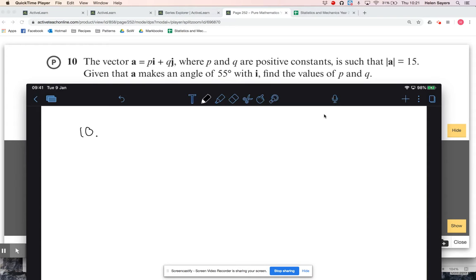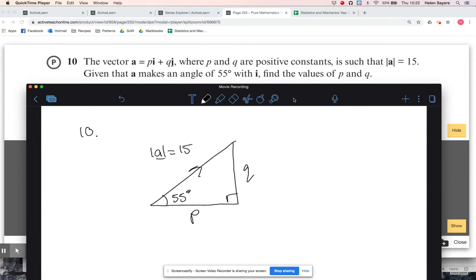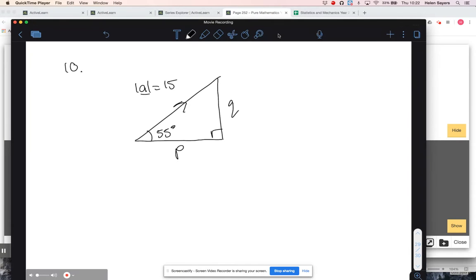So I know p and q are both positive, so I know it's going off to the right and up, and it's going P in the I direction and Q in the J direction. And then, so that's the vector A. I'm told the magnitude of A is 15. So I've got a right angle triangle there. And then I'm told the vector A makes an angle of 55 degrees. So this really is a Pythagoras and trig problem. So now I've got that triangle sketched out.